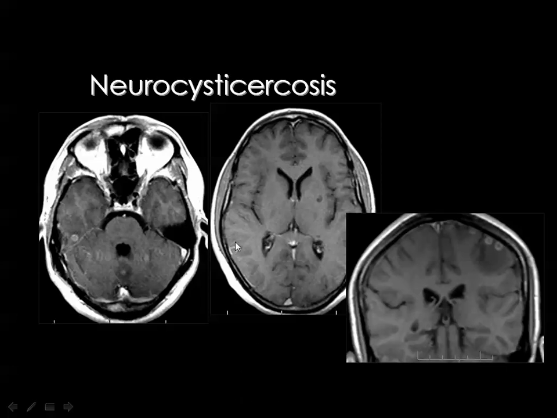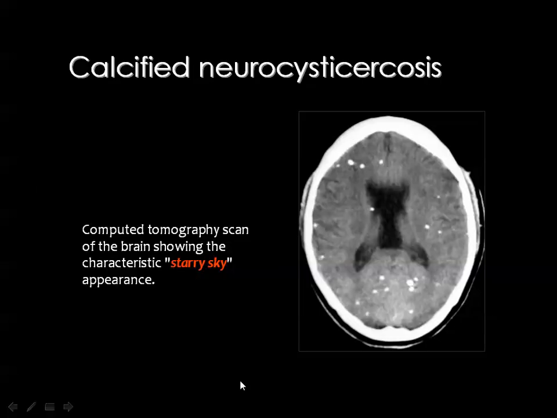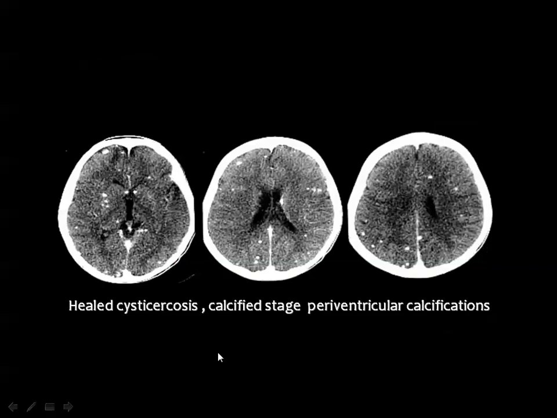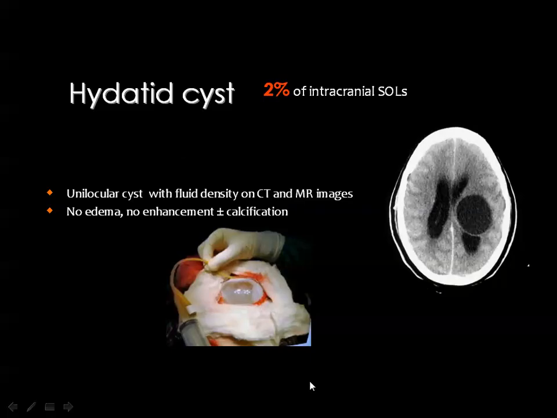If you cannot appreciate this, you will diagnose these as tuberculomas, and you will not be so far away from the right diagnosis. Then we go to the calcified neurocysticercosis, what we call the starry scar, with many periventricular calcifications, which is similar to the rest of congenital intracranial calcification. This is healed cysticercosis, which should be included in the differential diagnosis of periventricular calcification.